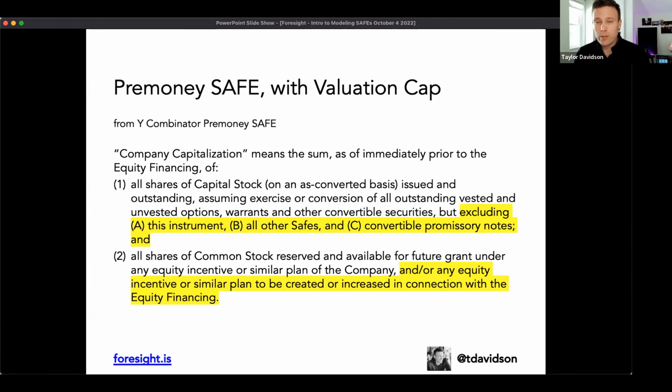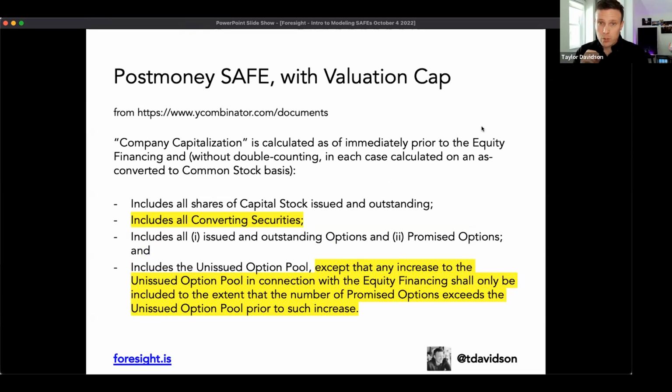And then point number two basically says, do include any equity incentive or any new options that are created as a part of equity financing. Now that varies from the post-money safe, right? So post-money safe, I think those terms are different. The primary point of difference is the second line that says including all converting securities. So whereas this one says exclude converting securities, this one says include converting securities. And in terms of the pool, do not include any increase in the option pool that's associated with the equity financing. That's the major difference between the two. And this will make more sense once we dig into the spreadsheets around it.